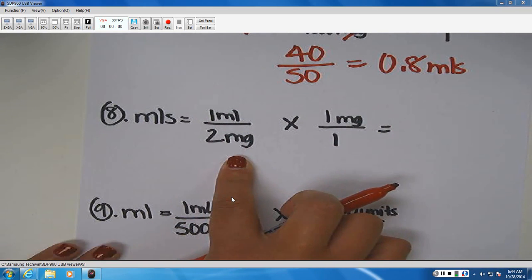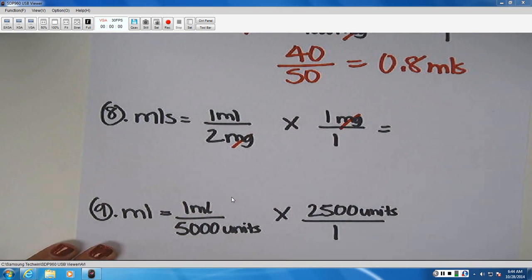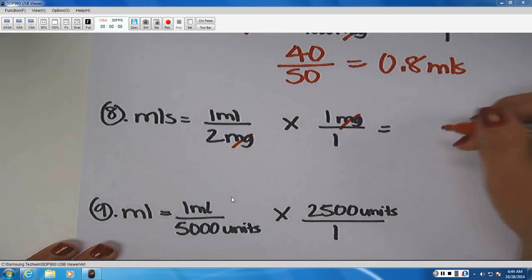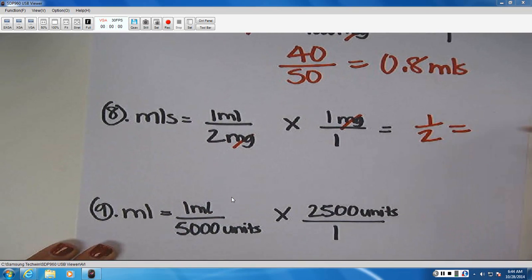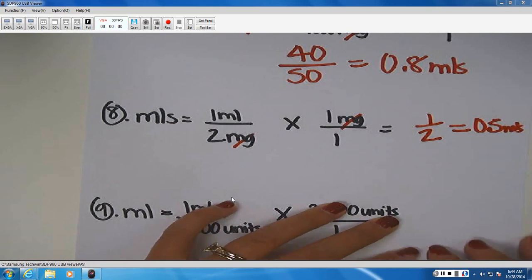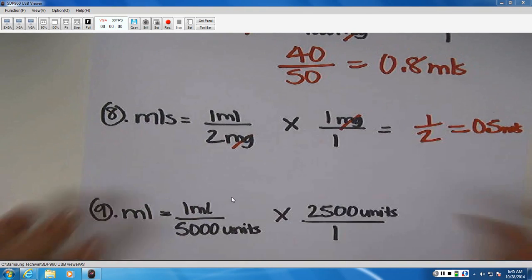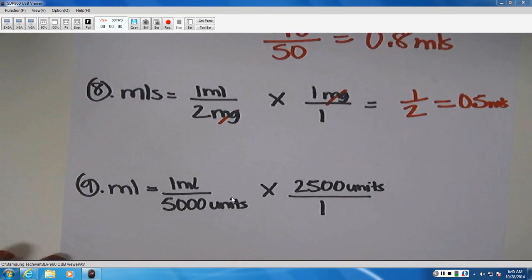The physician has ordered 1 milligram to be given. Kind of mark each other out, and we just go straight across. 1 divided by 2 equals 0.5 mLs. So we are going to give a half ml to administer the prescribed 1 milligram, which again, you could probably easily look at this and say, well, we've got 2 milligrams on hand per 1 ml. Half of that's going to be 1 milligram. But you have to show your work. So let's just make sure you're working it out like that.